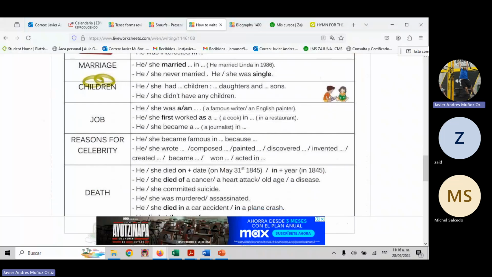So about marriage, we could talk about the partner, the life's partner of this person. For example, for Frida Kahlo, her lifetime partner was Diego Rivera. So when Frida Kahlo died, Diego Rivera was a widower, right? So he was married to her, but when she died, he was a widower, right? What's the marriage?